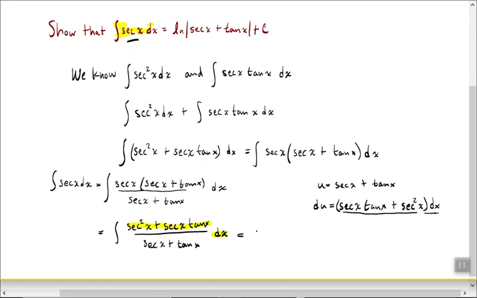So here we go. Integral 1 over u du, which would then give us the natural log of u plus a constant. Well, u was secant x plus tan x, so natural log of secant x plus tan x. And we have effectively shown that the integral of secant x is equal to the natural log of secant x plus tan x plus c.